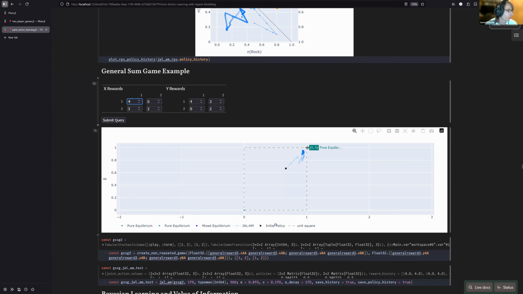So what I'm showing on this diagram here is, because there's only 2 actions for each agent, we can represent the policy on a grid where the value on the x-axis is the probability for agent 1 selecting action 1, and the y-axis is the probability of agent 2 selecting action 1. And we only need 1 value, right? Because for the other action the probability is 1 minus that.